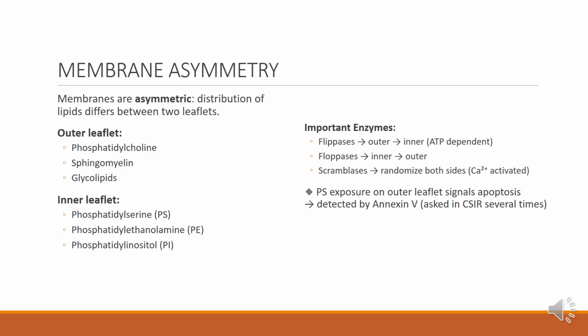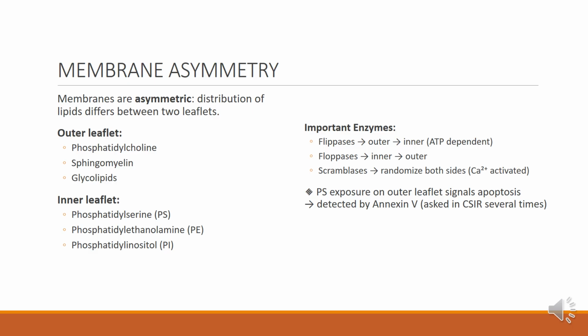Number 1, Flippase. Flippase transports lipids from the outer to the inner leaflet. As the name suggests, it flips lipids from the outer to the inner leaflet, and it is an ATP-dependent enzyme. Then comes Floppase. It moves lipids from the inner to the outer leaflet. Then comes Scramblase. It randomizes lipid distribution, and it is calcium ion activated.